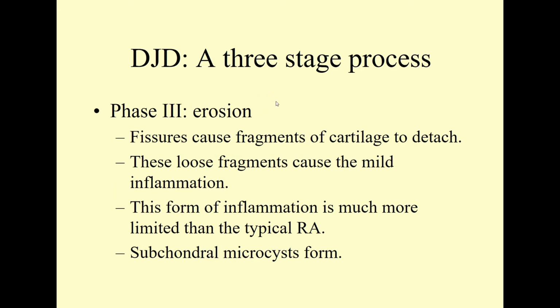Last but not least is the erosion phase, where we start seeing fragmentation of cartilage. It can break off. Joint mice would be one way to look at this. Now, these loose fragments are no longer able to receive nutrition from the epiphysis, which is what supplies the entrance of nutrients and allows for the removal of waste products.